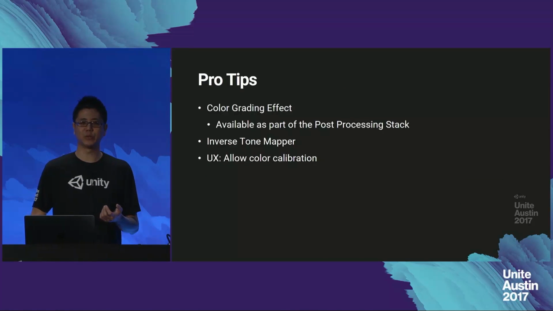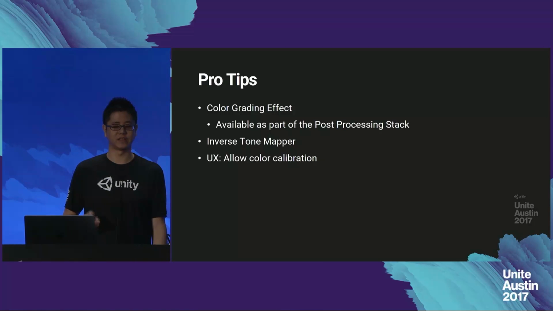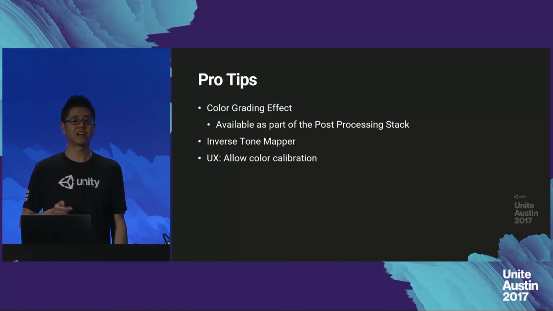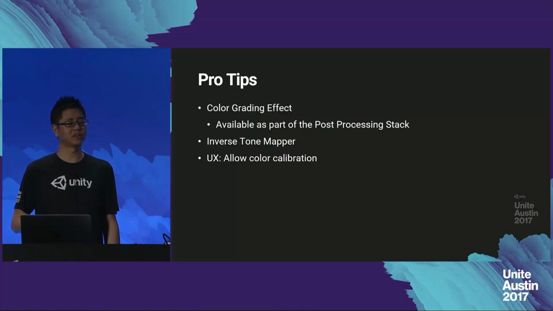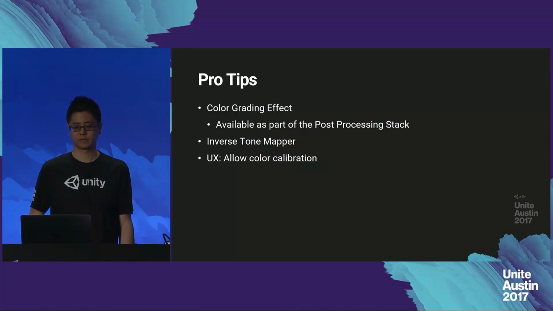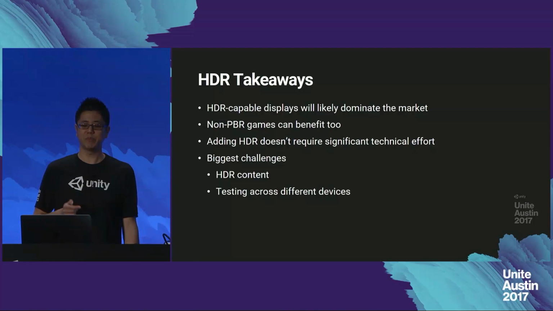And lastly, as we described earlier, your HDR-enabled game is almost certainly going to look different across different TVs. So for that reason, you may want to consider adding a color calibration option in your game settings, allowing your players to fine-tune the color to their liking. And with that, you're on the way to shipping an HDR game using Unity.